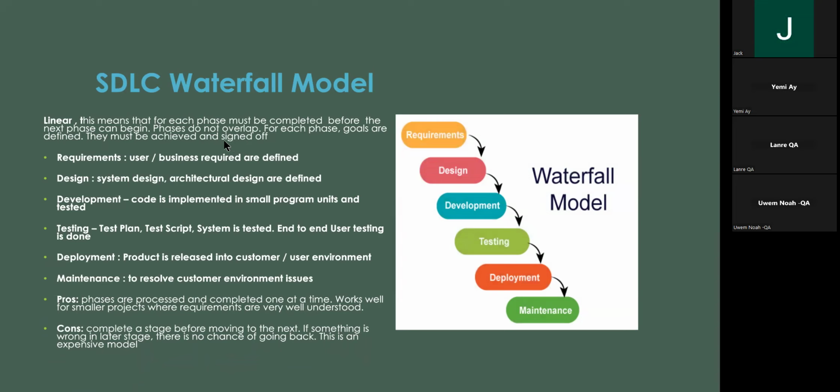This means that each phase must be completed before the next phase. So let's give an example. You are working on a project, the Blue Sky project. The first thing is they gather all the requirements. Nobody knows what the requirement is. Only the BA, the product owner, they gather the requirement, get all the information.